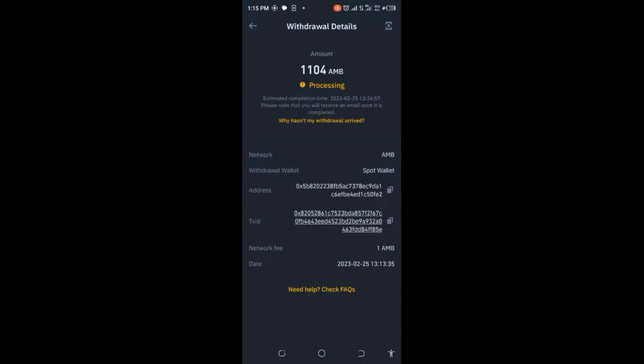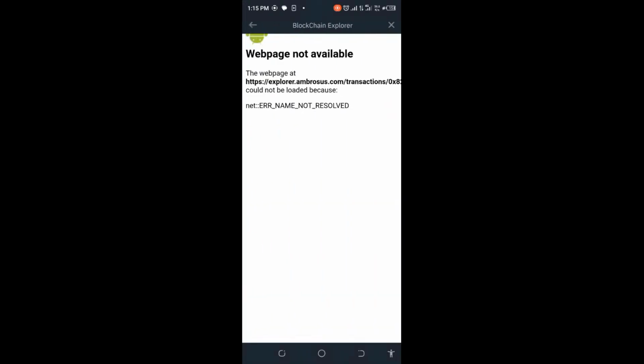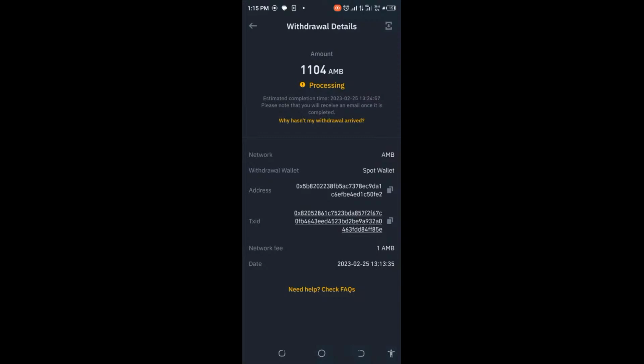You can see that our 1104 AMB is currently processing. For you to know, let's click on the transaction ID to see whether it will show us more info. Okay, this is not showing us any information. Let's just hold on a bit and see how long this will take.